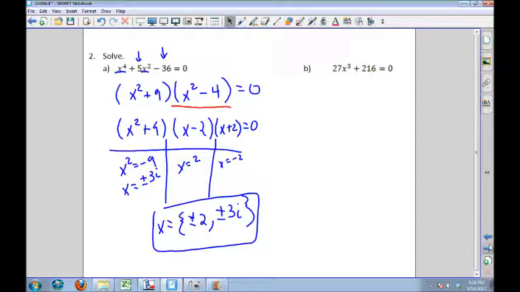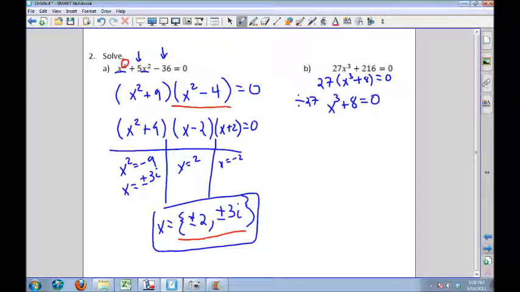Note that when I have something to the 4th power, I might expect 4 solutions, and that's exactly what I received. For the other one, to make things easier, I'm first going to factor out a GCF. Here's the greatest common factor of 27. I end up with 27 times x cubed plus 8 equals 0. I can then divide both sides by 27 to make my life easier, and I end up with x cubed plus 8 equals 0. I'm going to factor this using my cubic formula.